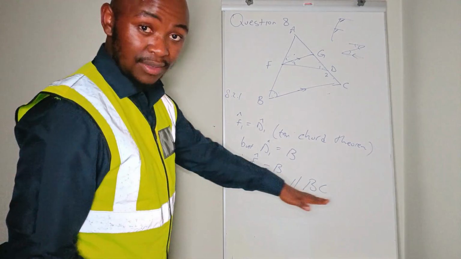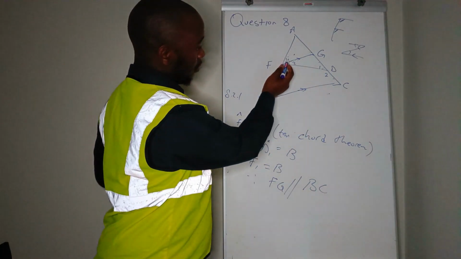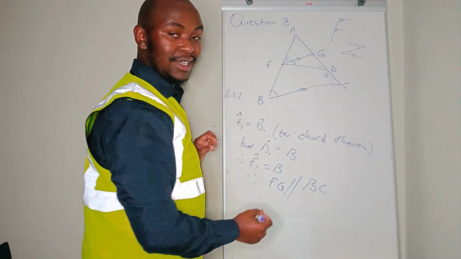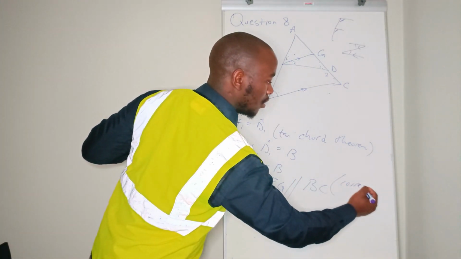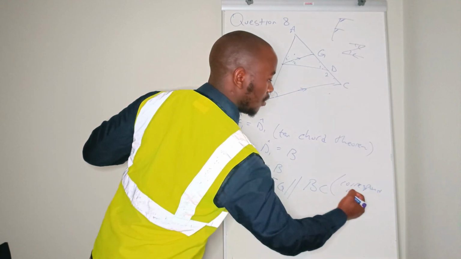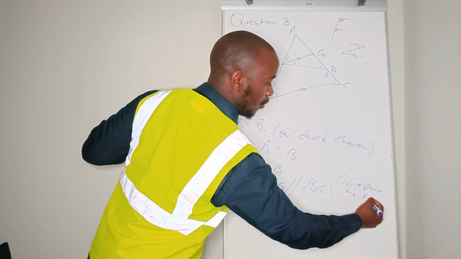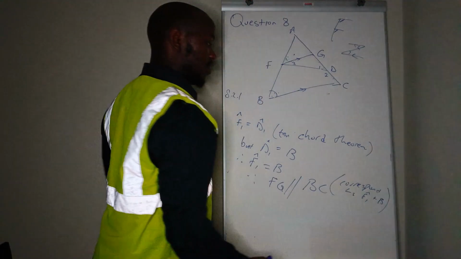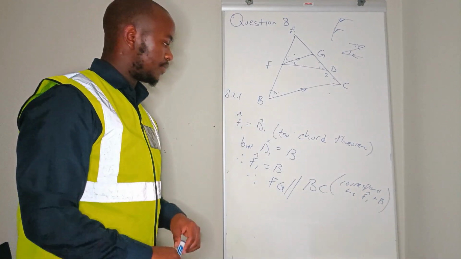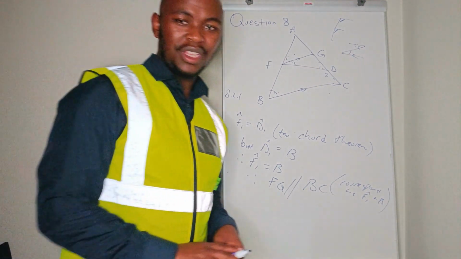And what is the reason for that? It's that we have corresponding angles. Angles F1 and B. So it's F1 and B. Okay? Now we're going to move into the next question.